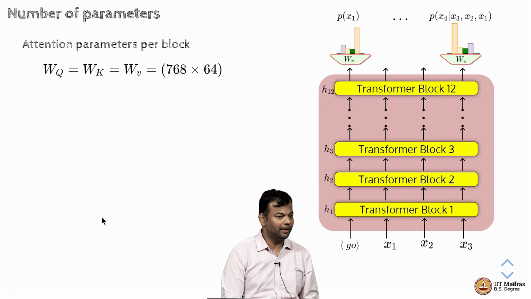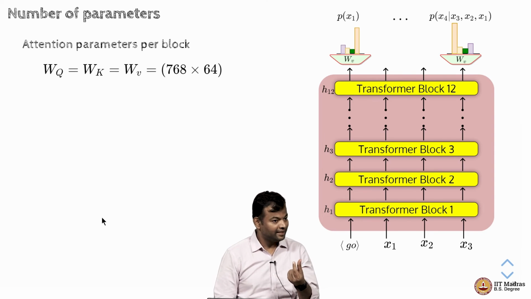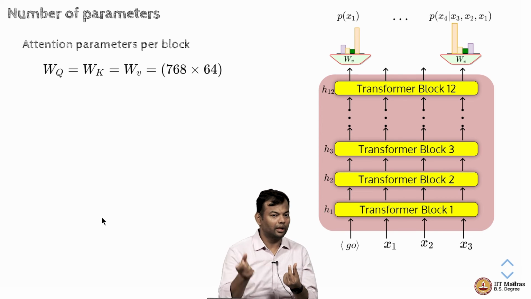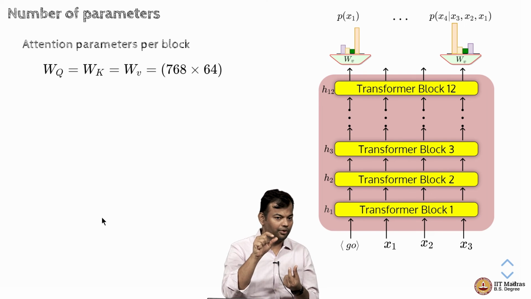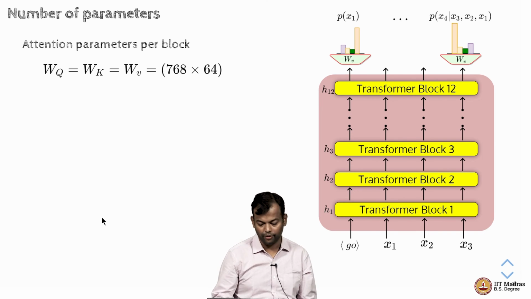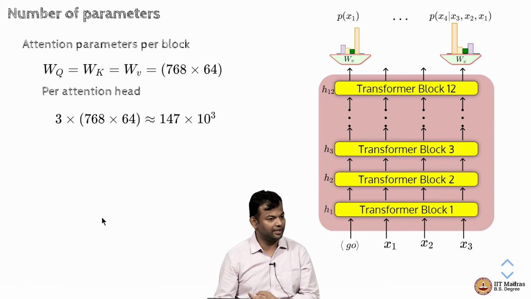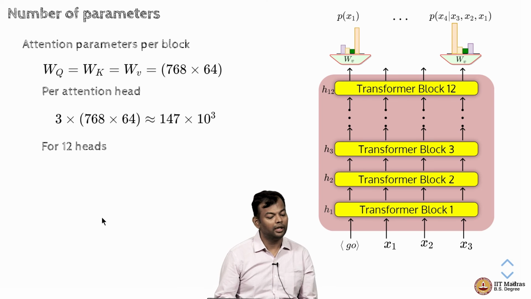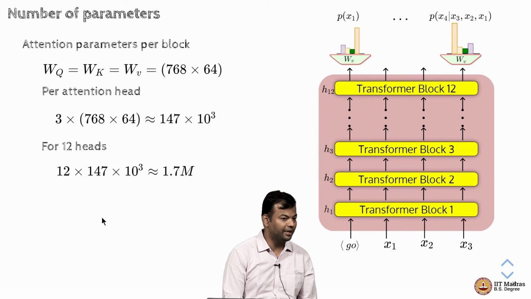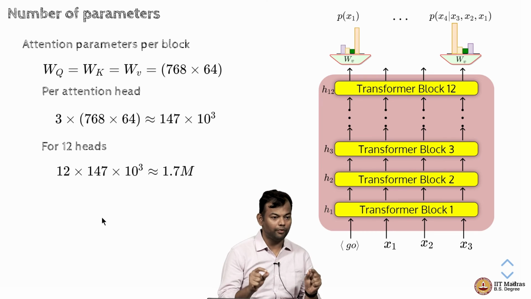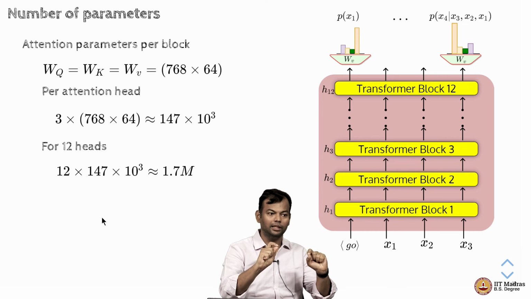Okay. Then we look at the attention parameters. So you have three matrices, WQ, WK, WV, right? Each of them takes a 768 dimensional input and converts it into a 64 dimensional output. So the matrix would be 768 cross 64. This is per attention head, and you have three such matrices. So 3 into 768 cross 64, and then you have 12 such heads, so I'll multiply this by 12. This gives me 1.7 million parameters for the attention heads in one layer.